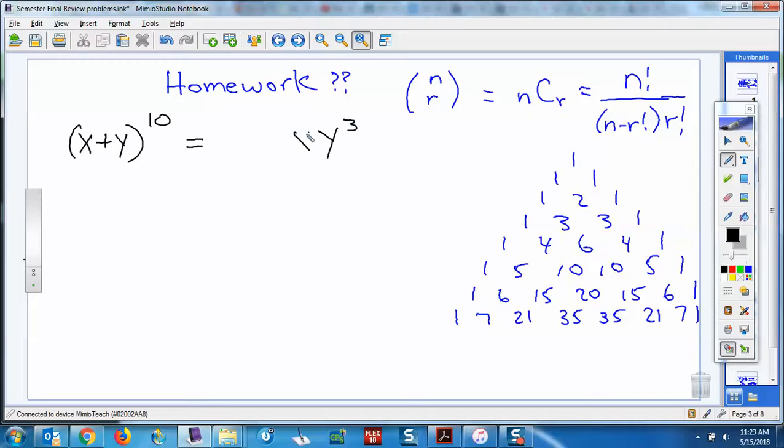So what does the x have to be? To the 7th. Okay, and then what number goes in front? We get it from right here. So what are we looking for? What C are we looking for in this problem to find the fourth term?